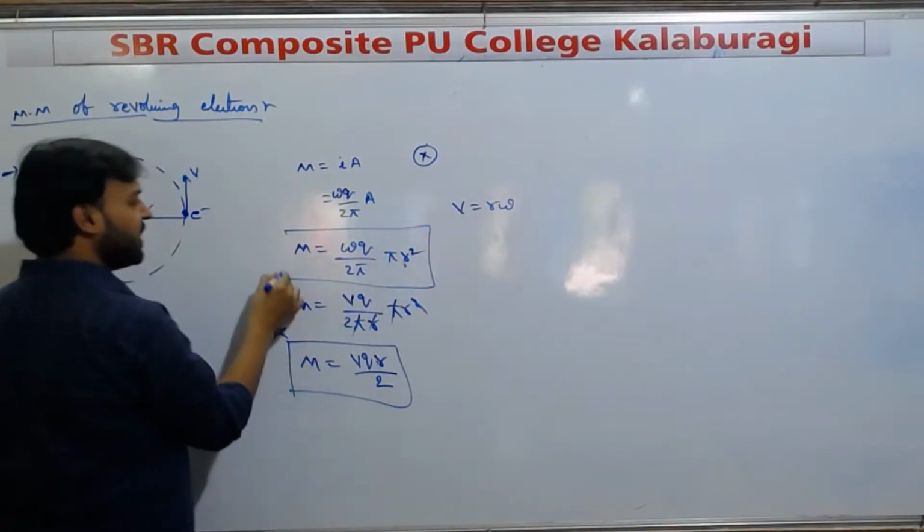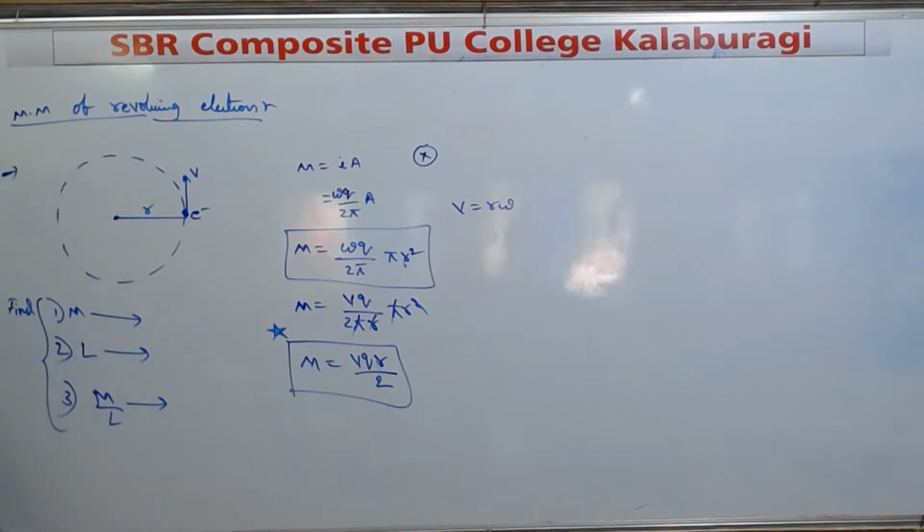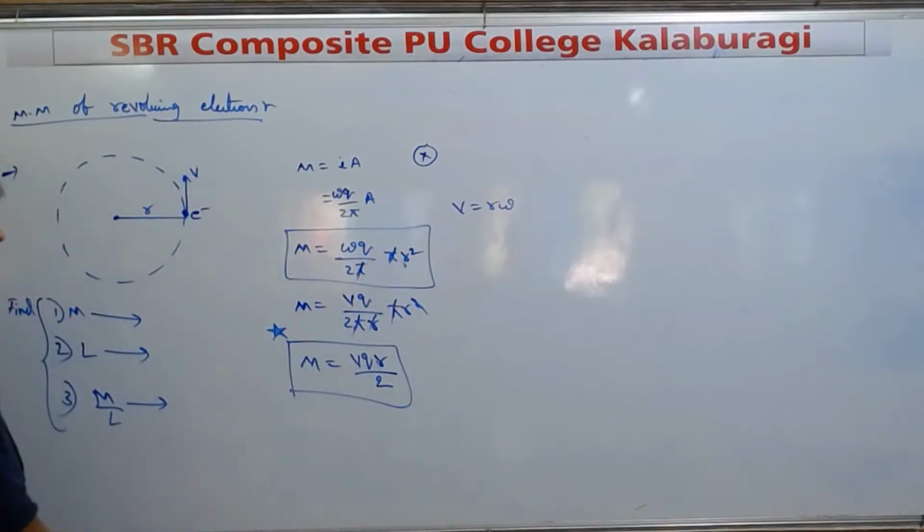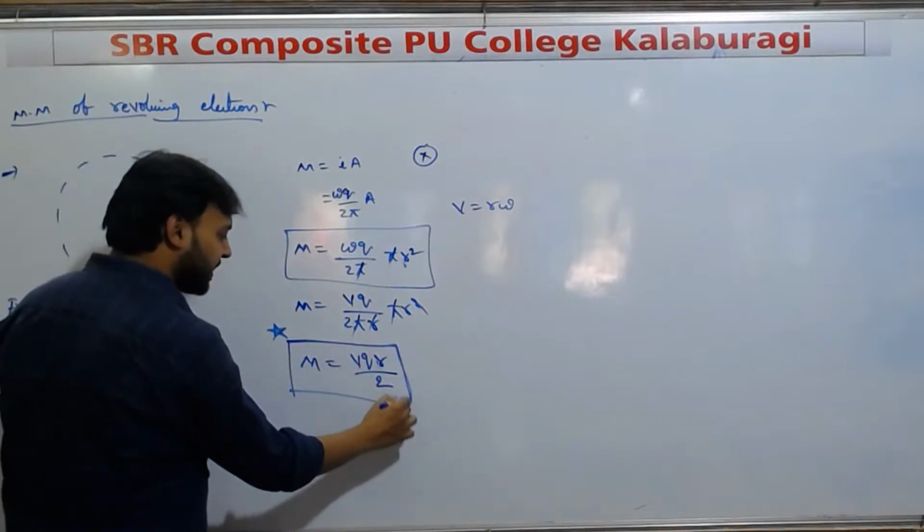Who said wrong? It depends on the options. So omega q by 2 pi into pi r square. Here also pi will be cancelled. Omega q r square by 2 is in terms of angular. This is in terms of linear.